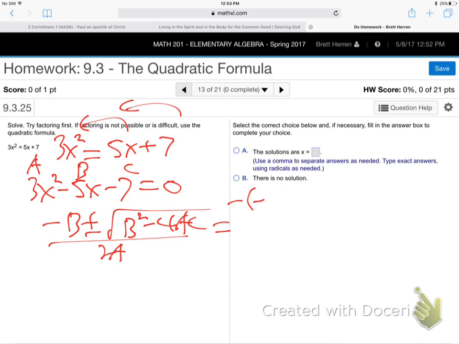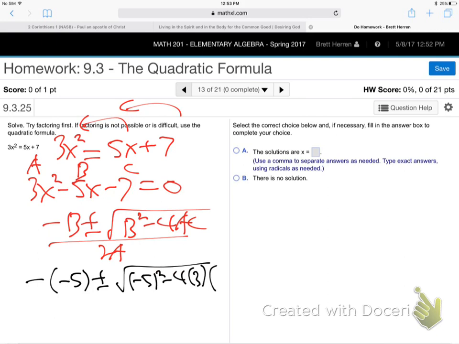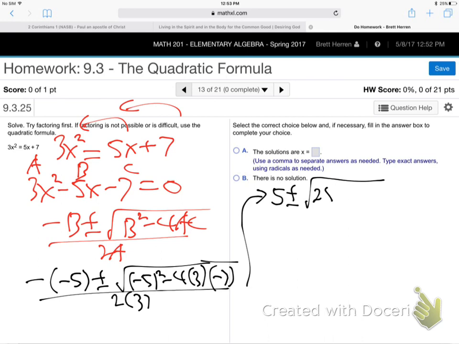So negative B, negative 5. So it's negative 5 plus or minus the square root of B squared minus 4 times A times C, all over 2 times A. And so that's 5 plus or minus the square root of 25 plus, what's that? 12, 84? Yeah, 84. Over 6. That's 5 plus or minus the root of 109 over 6. 109, that doesn't clean up, does it? That's the answer.